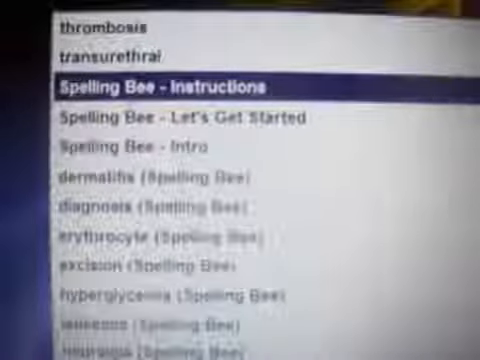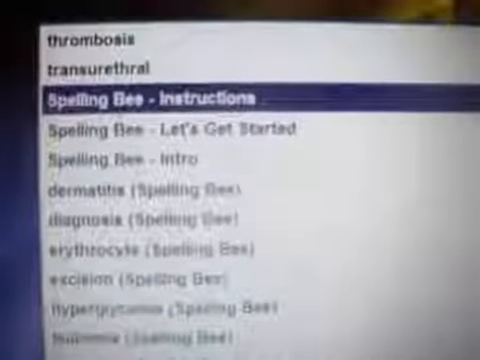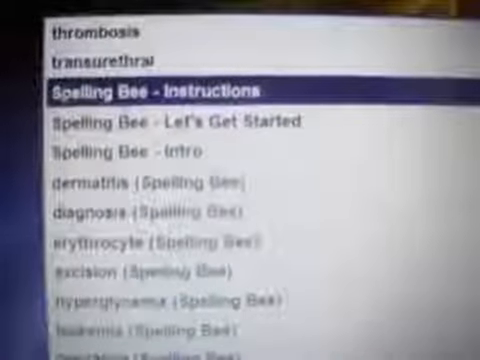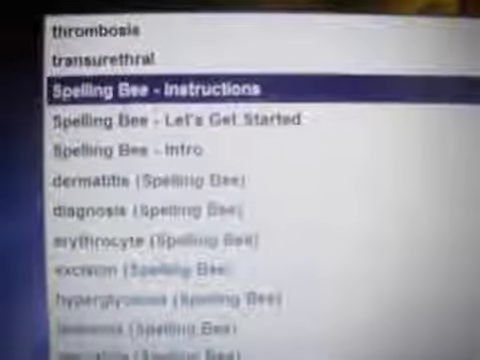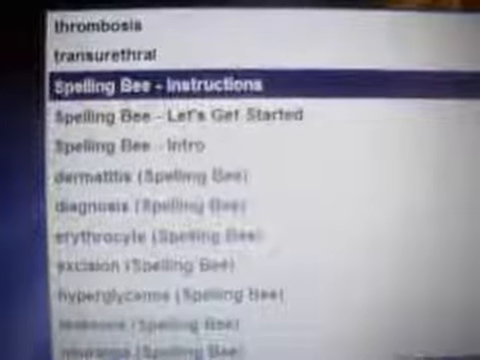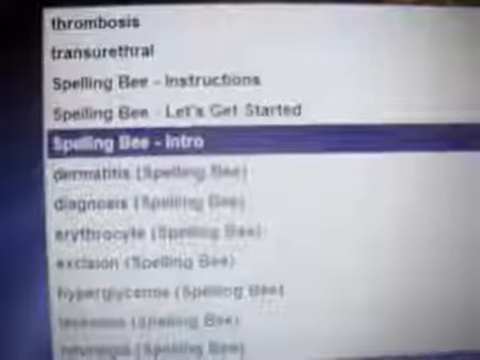For the spelling bee, I will read a term 2 times. Please spell it aloud, in your head, or on paper. Then I will spell it for you. Let's get started. Chapter 1. Spelling bee.